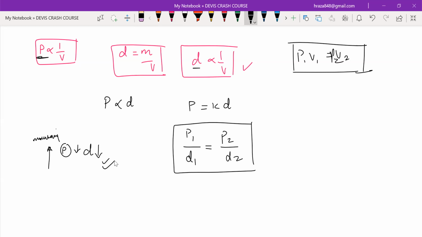Are you getting my point? That's why we feel breathing problems at altitude, because pressure there will be lower and density will also be lower. And since pressure is lower, that means solubility will also be lesser. That's Henry's law, right? Same.